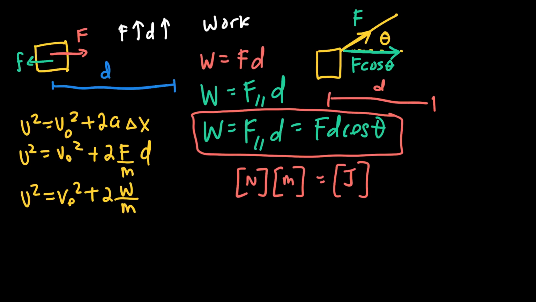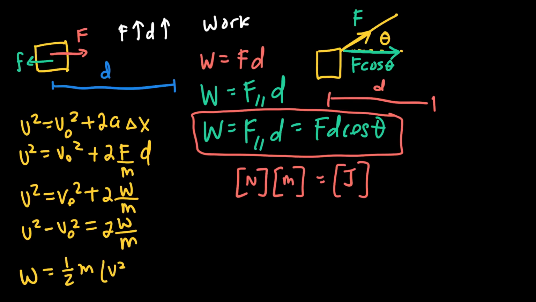And now what I'd like to do is take this equation and solve it for W. And so I'm going to first subtract the initial velocity squared over to the other side. And then I'm going to multiply both sides by m and divide both sides by 2. And when I do that, then I'm going to get 1/2 m times the final velocity squared minus the initial velocity squared.